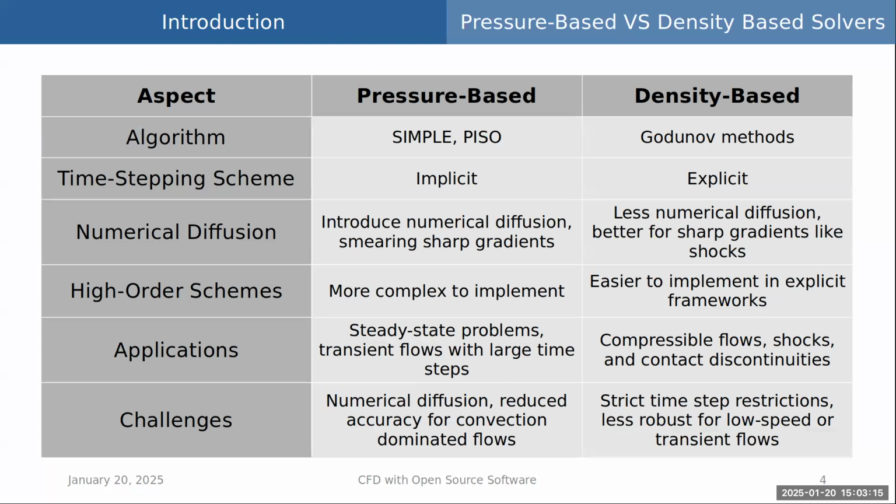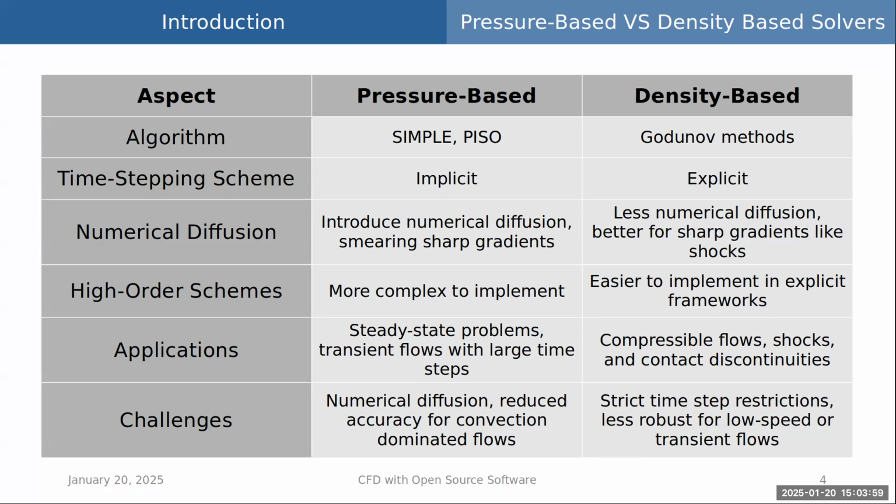Here I compare the pressure-based and density-based solvers on different aspects. For pressure-based solvers, the pressure is used as the main variable, and we solve the pressure-velocity-density coupling through a pressure correction equation that you derive from the continuity and the momentum equations, like it's done in the SIMPLE and PISO algorithms. We usually use implicit time schemes, which allow larger time steps, but also introduce more numerical diffusion and could smear the sharp gradients.